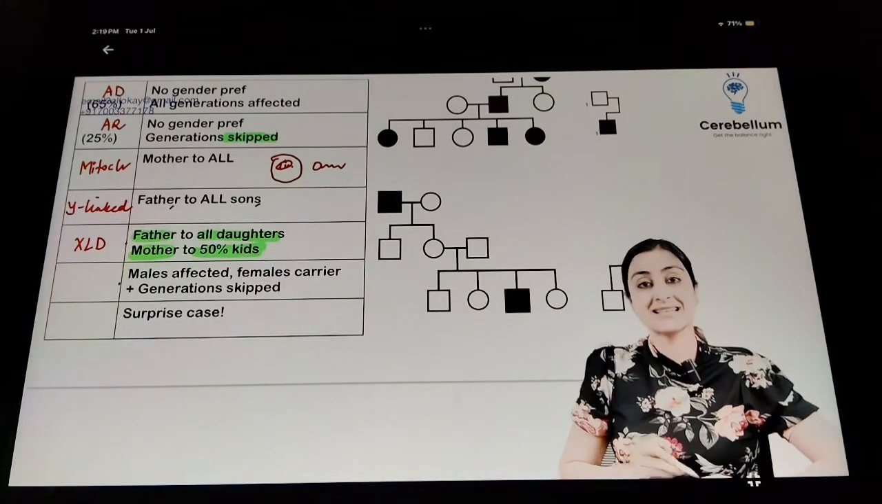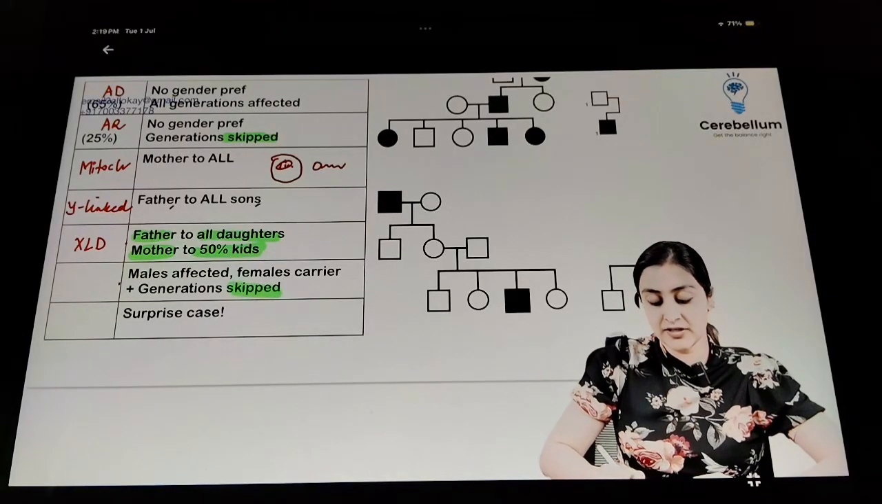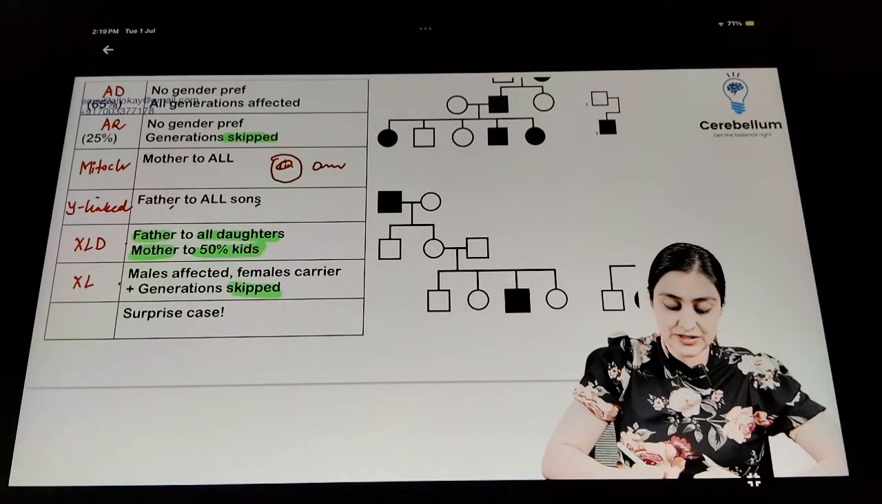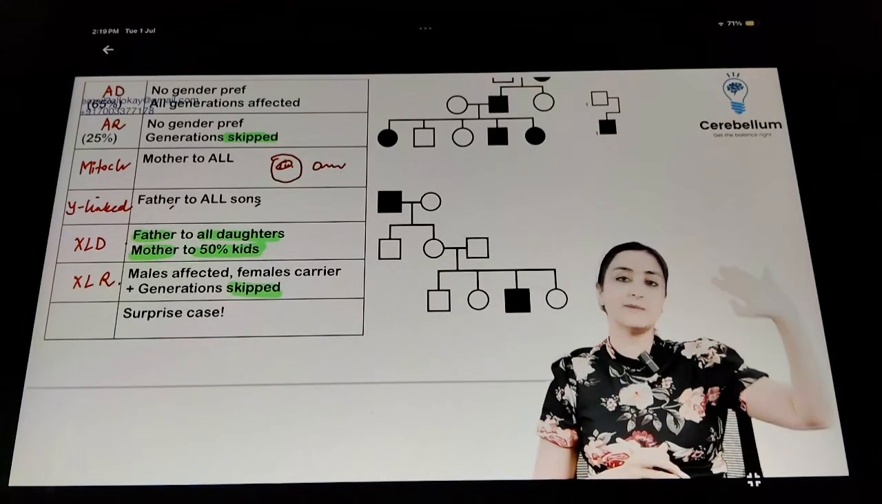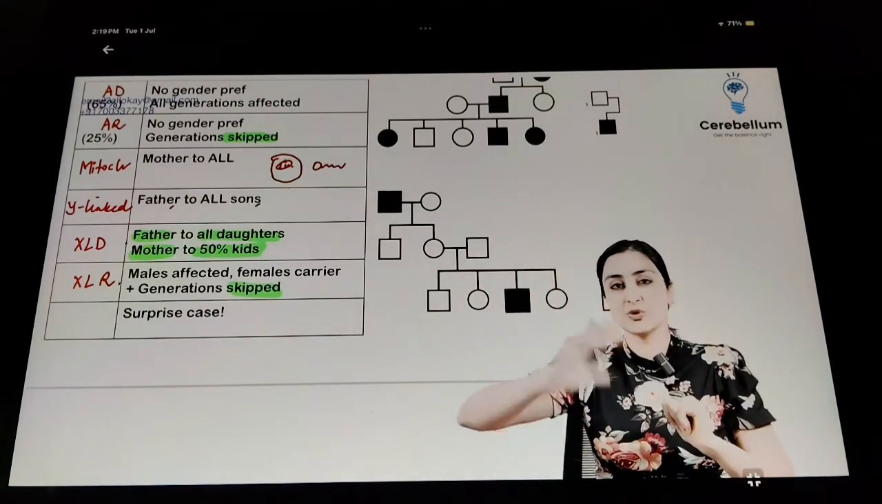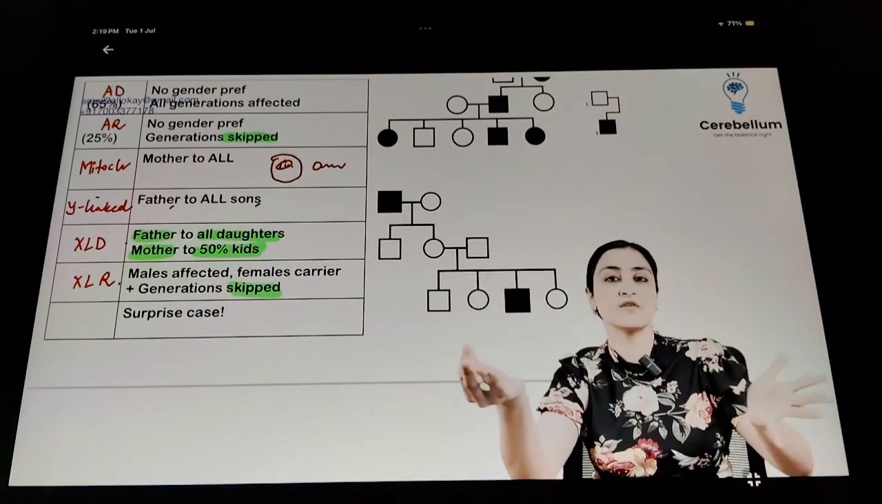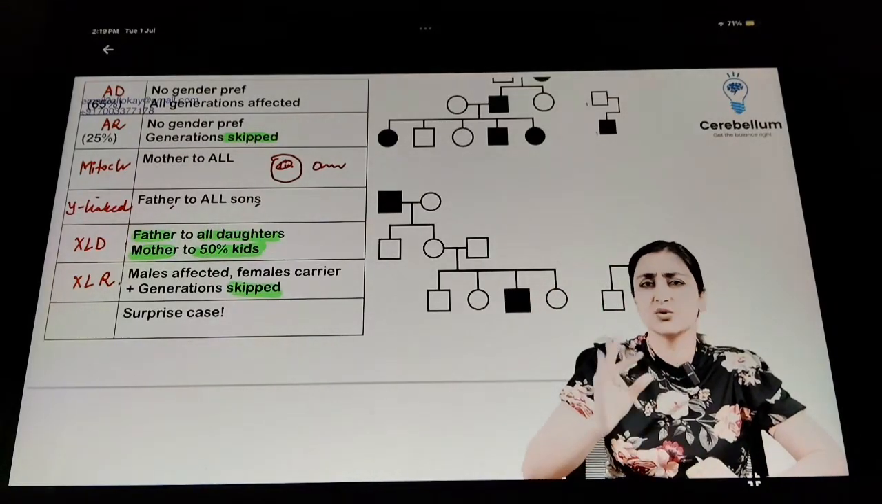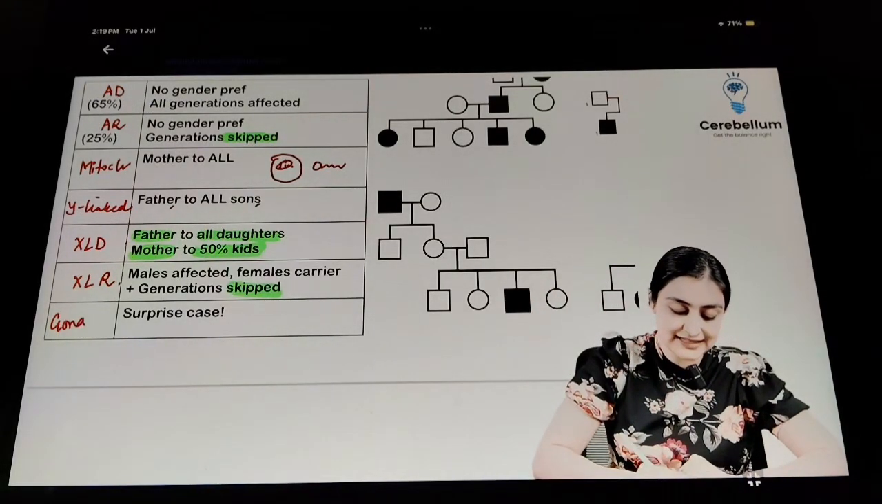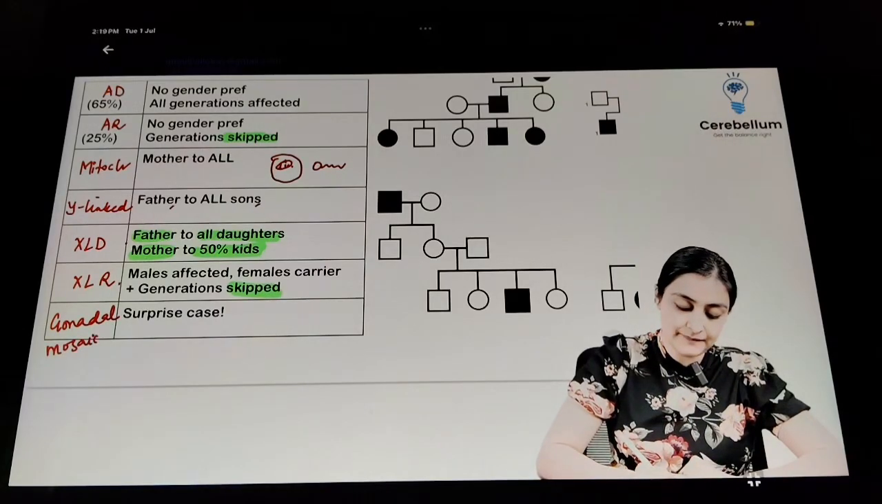But if only males are affected and females are carrier, and look at this word, skip the generation. Skip means I have to introduce an R. So X-linked recessive. So did you get the pattern? Gender preference there or not will determine whether it's autosomal or X-linked. Generations being skipped will determine whether it's dominant or recessive. Just have to see these two things and your answer comes to you, and just two special things being mitochondrial and Y-linked. And if nothing, you know, suddenly out of nowhere a case comes, then it is likely a case of gonadal mosaicism. This will never be asked to you.